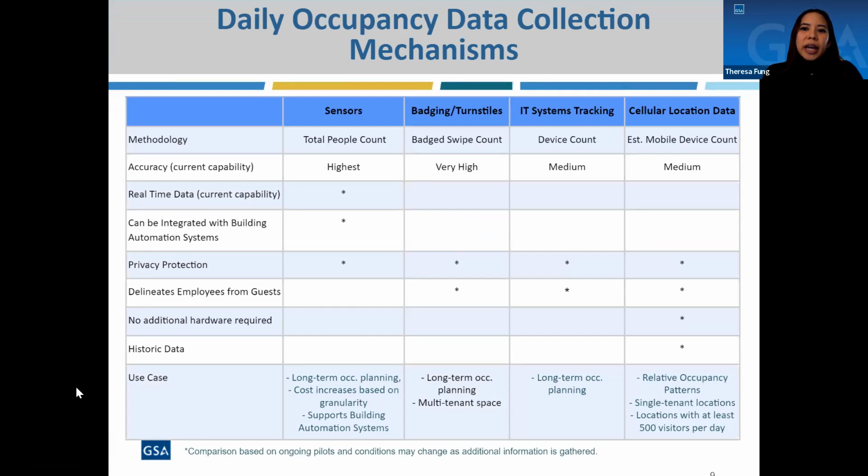Shown here are the different types of daily occupancy data collection mechanisms we've piloted at GSA. They're organized based on level of granularity of data or level of accuracy. The first we have are sensors. They are the gold standard when it comes to counting people. That's what they were made for. However, there is a cost. You have to purchase the device, you have to install it. There might be some kind of data subscription fee, but they are the most accurate.